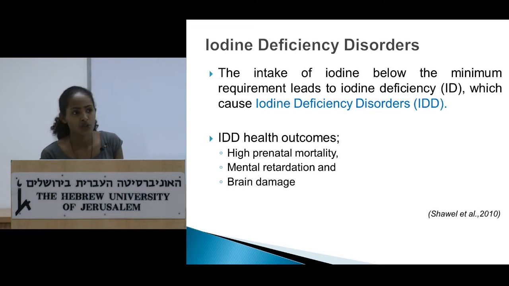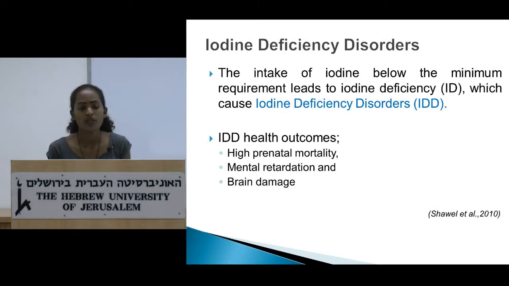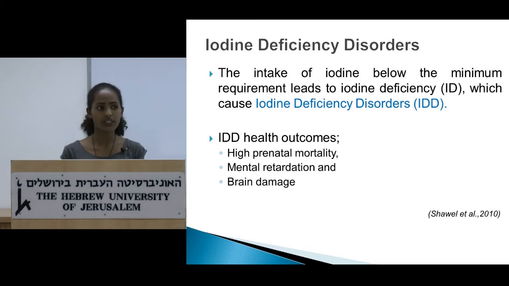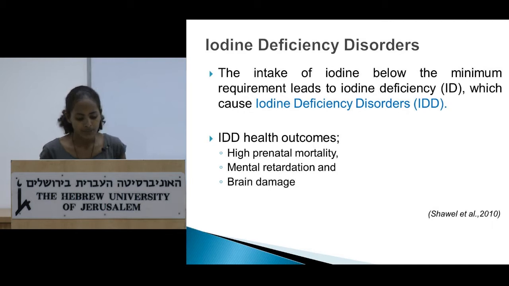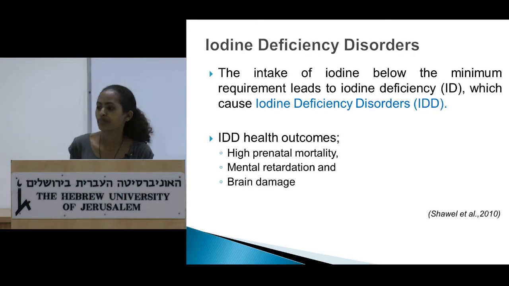Iodine deficiency disorders are a major problem in the world in different developmental stages, especially during pregnancy and infancy. Iodine deficiency disorders have different health outcomes, some of them like high perinatal mortality, and as we know, cretinism, development of goiter, infant mortality, miscarriage, or stillbirth are some of the health outcomes of IDD.